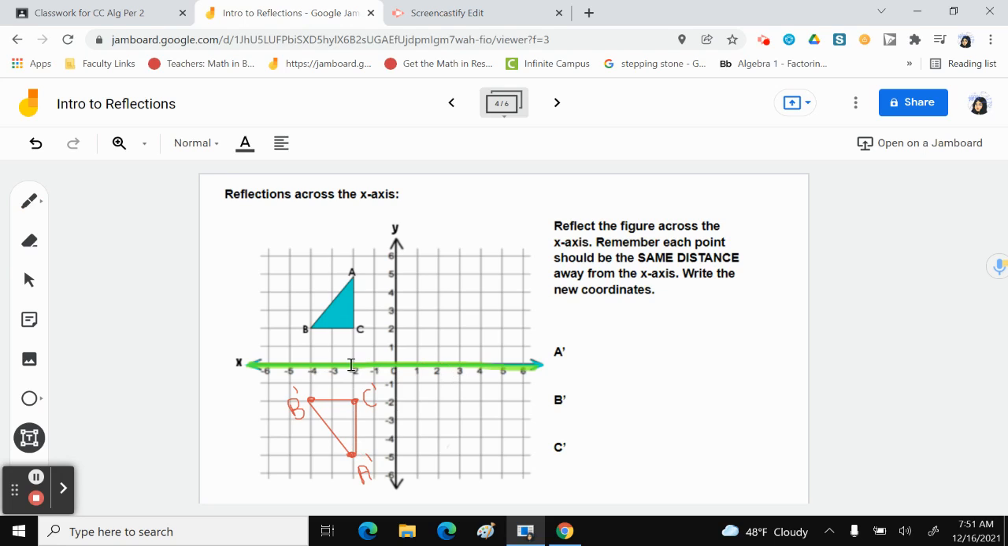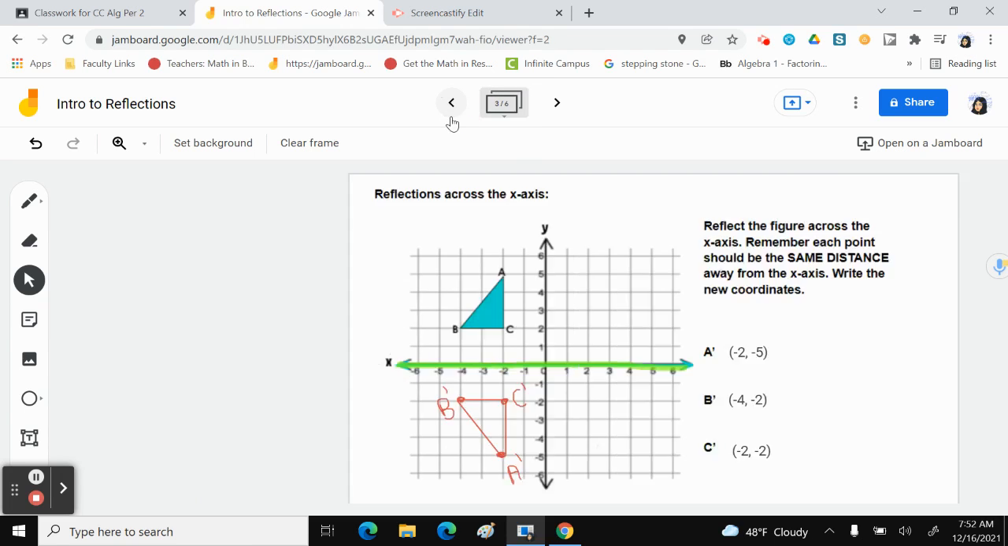So A is going to be negative 2 comma negative 5. B is going to be negative 4 comma negative 2. And C is going to be negative 2 comma negative 2. So once again, counting how far each of your points are from the line of reflection, pretty straightforward, not a bad method, but we might not always have a coordinate grid, okay?